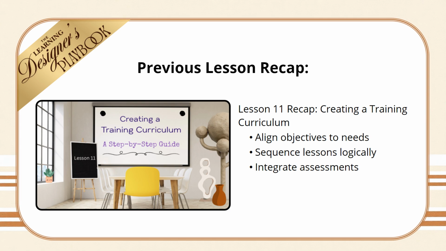Proper sequencing ensures that learners build knowledge step by step without gaps or confusion. We also emphasized the importance of integrating assessments throughout the curriculum. Assessments confirm that learning objectives are met and guide instructional adjustments. Lesson 11 showed that effective curriculum design connects goals, instruction, and evaluation. This context is important because the 70-20-10 model builds on these principles. By incorporating experiential, social, and formal learning into a curriculum, you extend what you learned in Lesson 11. This recap ensures you are ready to connect those design foundations with today's framework.